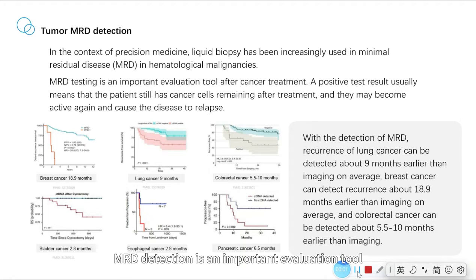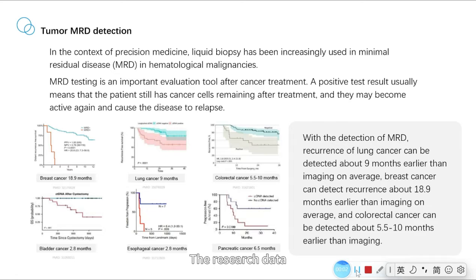Therefore, MRD detection is an important evaluation tool in a later stage of cancer treatment. If the MRD test result is positive, it means that the patient still has cancer cells remaining after treatment, and there is a risk of later recurrence. Doctors can remind patients to have regular checkups.